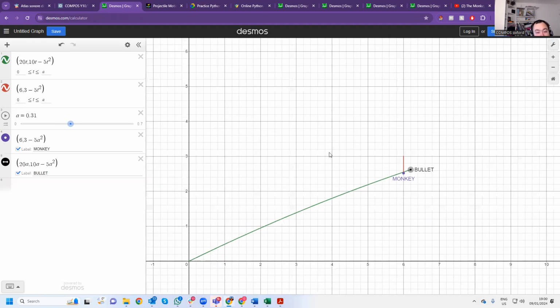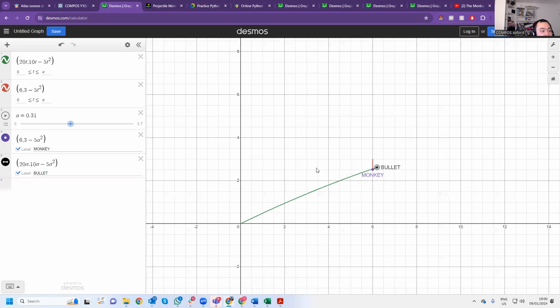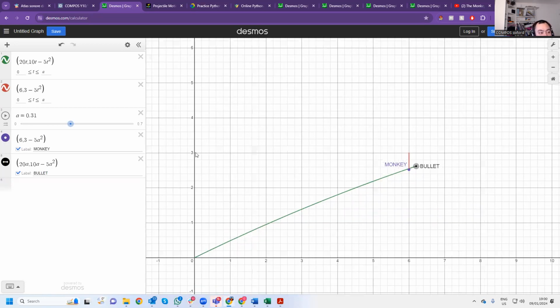Well, we can't change the angle, because if we change the angle, of course the bullet would miss. The initial angle has to be directed at the monkey. As long as that's true, it works. Let's try reducing the speed of the bullet quite significantly.